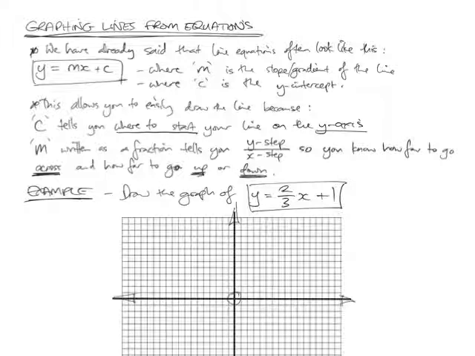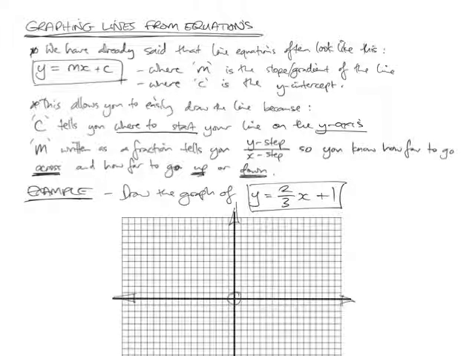So this video is going to be helping you with graphing lines from equations. In the last video we said that line equations often look like this: y is equal to mx plus c. It's actually called slope-intercept form, but you'll go into the meanings of that probably in year 10. All you have to know is that if it's in that form, the m means the slope or the gradient of the line, and c is where the y-intercept is.